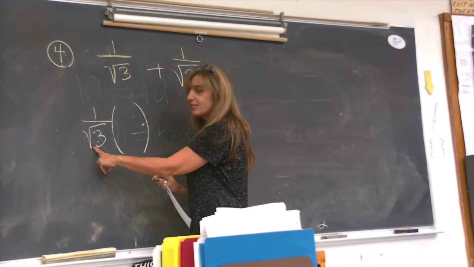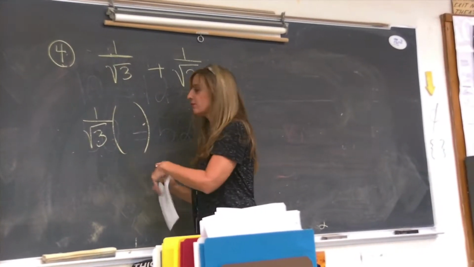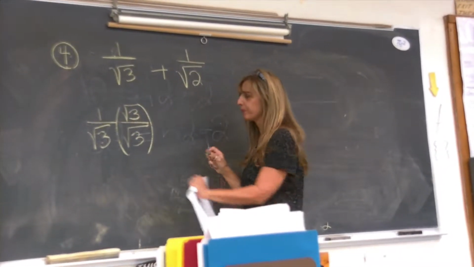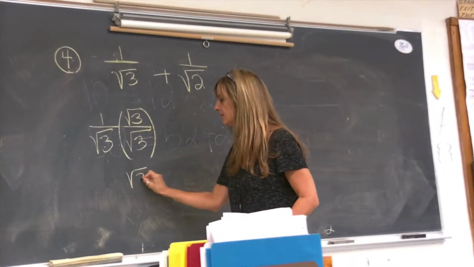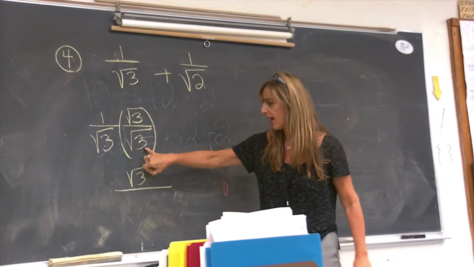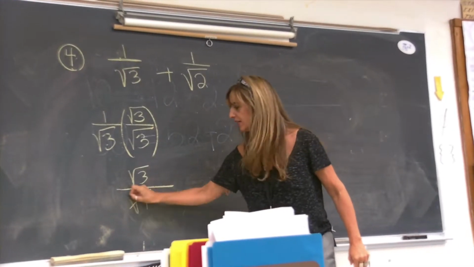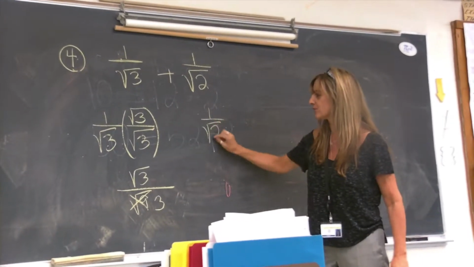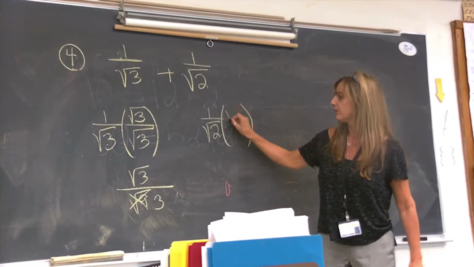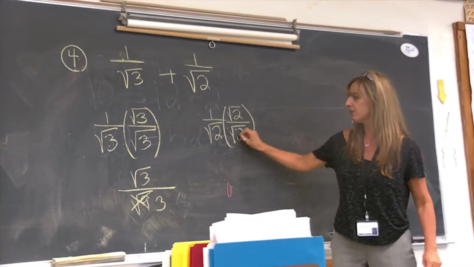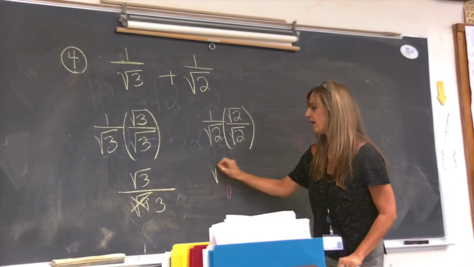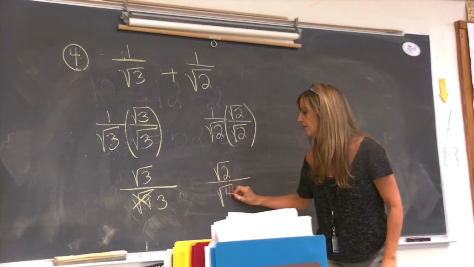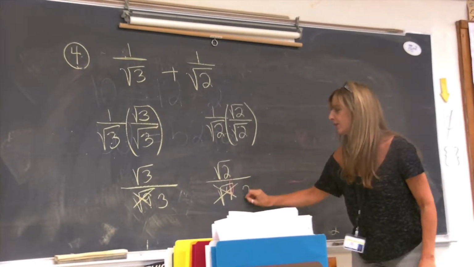How do I rationalize rad 3? What do I multiply by? Rad 3. If I multiply rad 3 on the bottom, I have to multiply by rad 3 on the top. 1 times rad 3 is rad 3. And rad 3 times rad 3 is rad 9, which is 3. Now let's do 1 over rad 2. Let's rationalize it. Multiply by rad 2 over rad 2. 1 times rad 2 is rad 2. And rad 2 times rad 2 is rad 4, which is really 2.